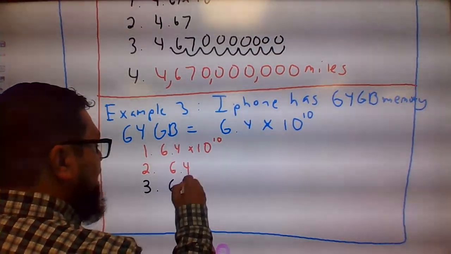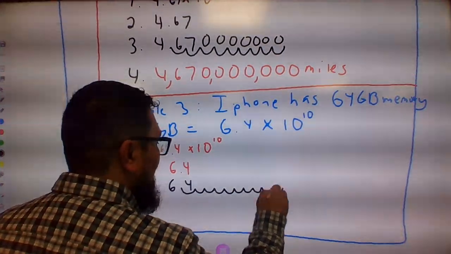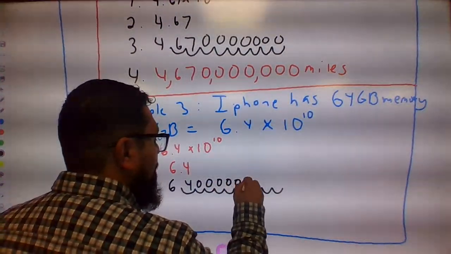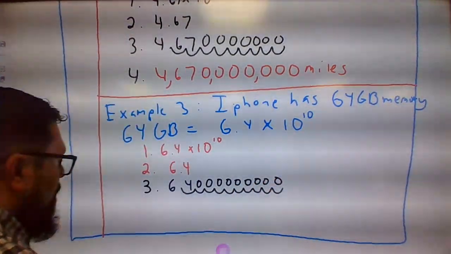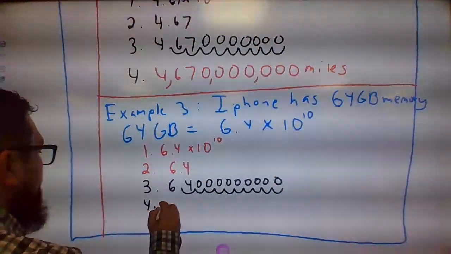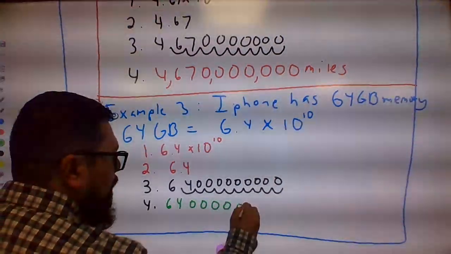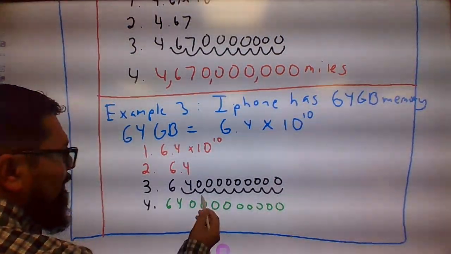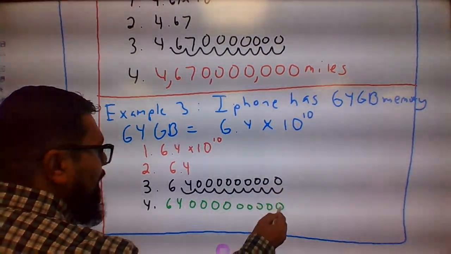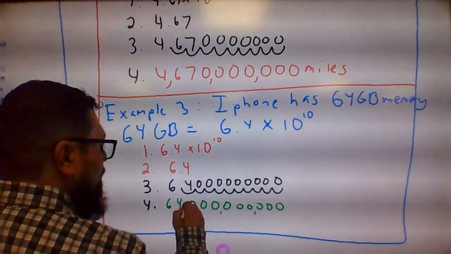So here you go, 10 times: 1, 2, 3, 4, 5, 6, 7, 8, 9, 10. Over all of them, put a 0. Then step 4 is just to rewrite it a little bit better: 6, 4, 0, 0, 0, 0, 0, 0, 0, 0, 0. Make sure it's the same: 1, 2, 3, 4, 5, 6, 7, 8, 9. Yep, this is it. So let's put our commas.